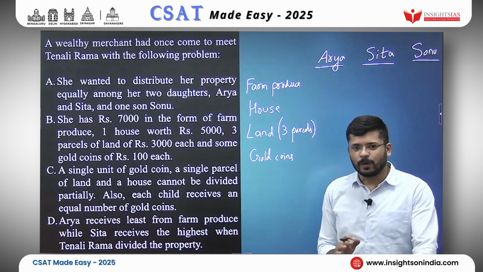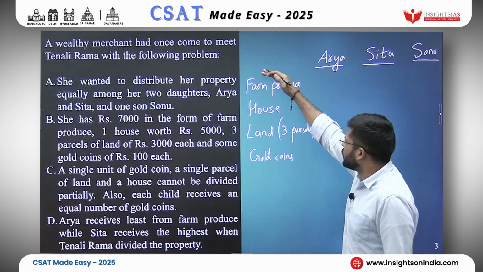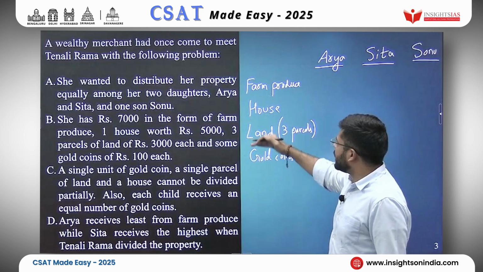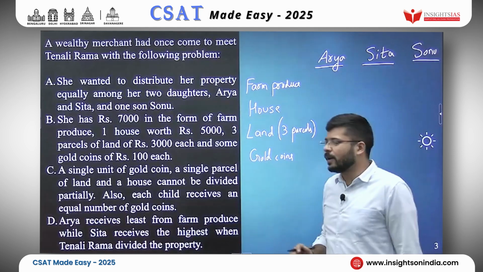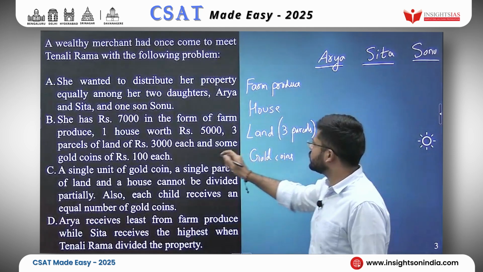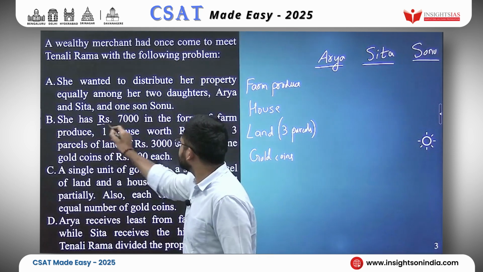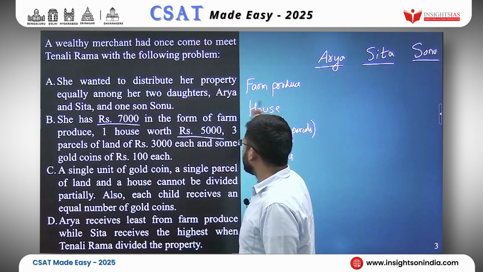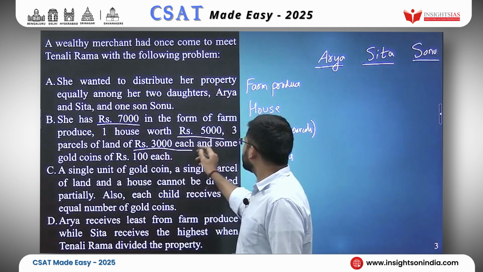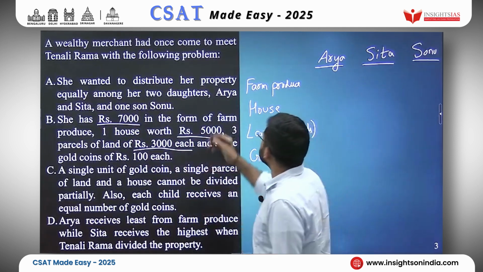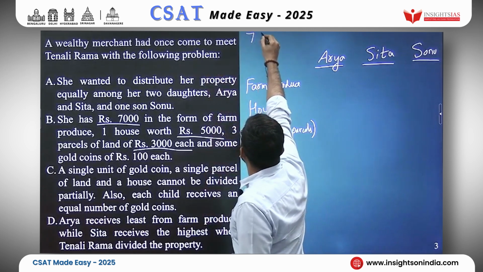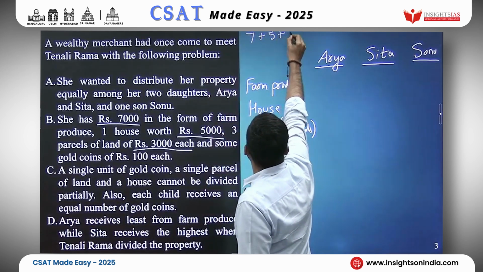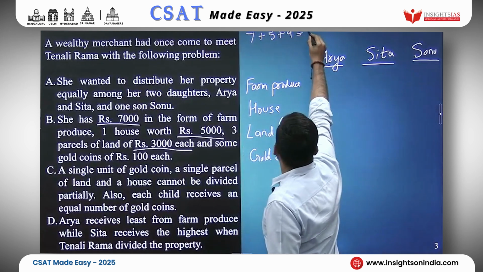Correct, right? Let's add the worth of each property and you will understand. What is the worth of farm produce? It is 7,000. What is the worth of the house? It is 5,000. What is the worth of the land? It is 3,000 into 3, that is 9,000. So totally how much? 7 plus 5 plus 9, that would be 21,000.